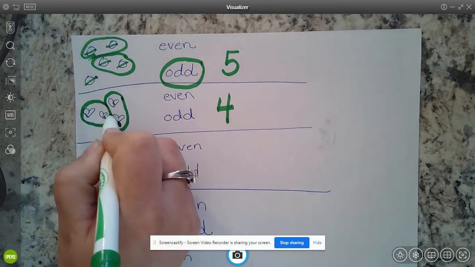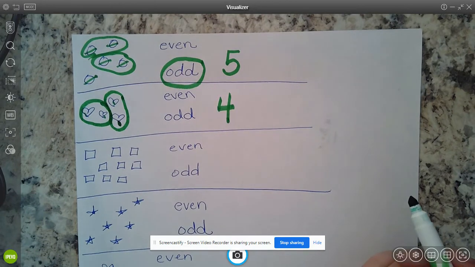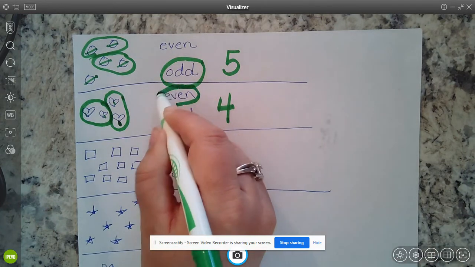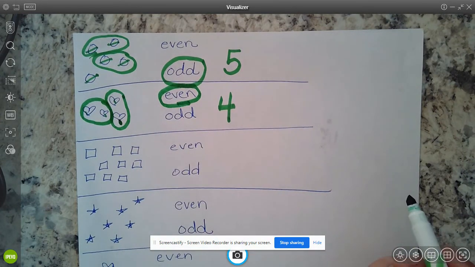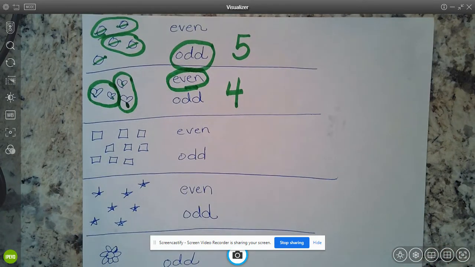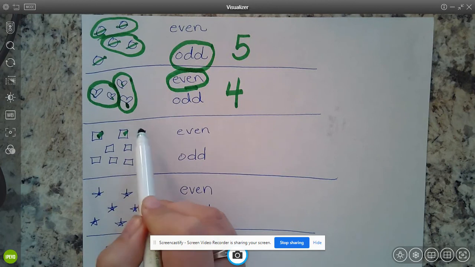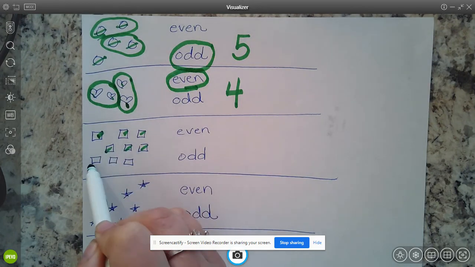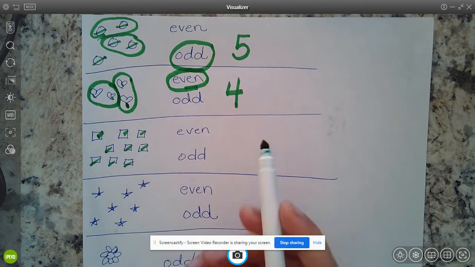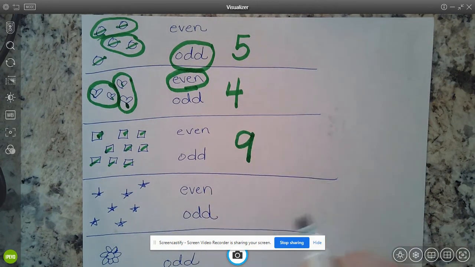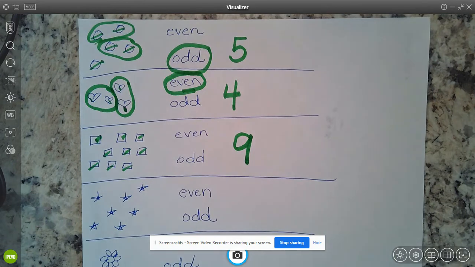Okay, let's keep going. Next, I have squares. Let's figure out how many squares we have. 1, 2, 3, 4, 5, 6, 7, 8, 9. Okay, so the number 9, is the number 9 even or odd? Well, I can sing my song to see if I find that number in my song. 2, 4, 6, 8, 10, these numbers are even. I didn't hear a 9, so that must mean that it is odd. So let's group our squares into 2 groups and see if it comes out equally.